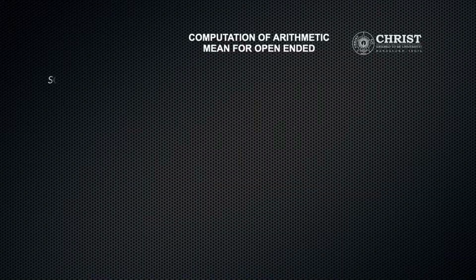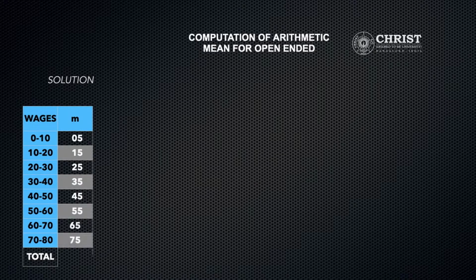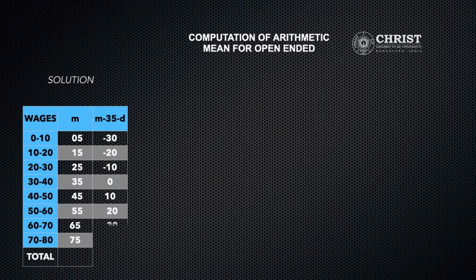That means 0 to 10. The wages will be 0 to 10, 10 to 20, 20 to 30, 30 to 40, 40 to 50, 50 to 60, 60 to 70 and 70 to 80. So the mid values we will take are 5, 15, 25, 35, 45, 55, 65 and 75. Now, from the mid values, we are taking 35 as the assumed mean for the deviation.